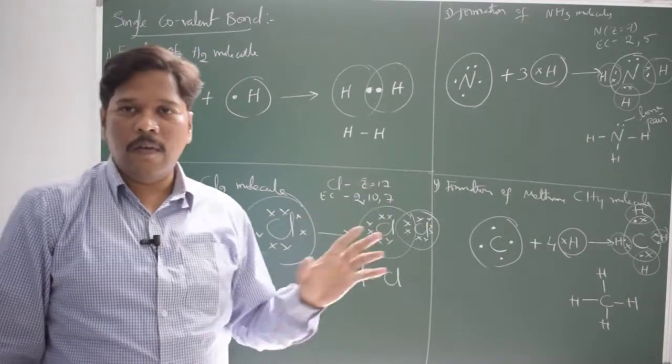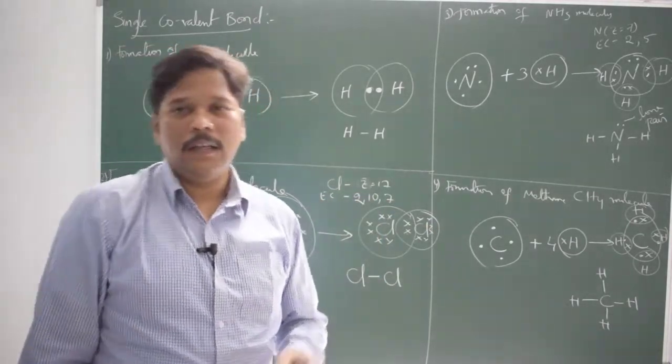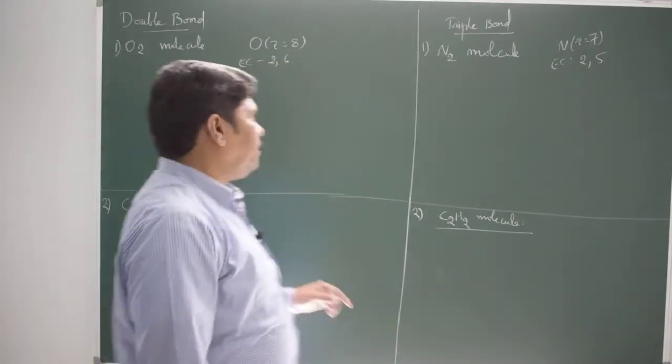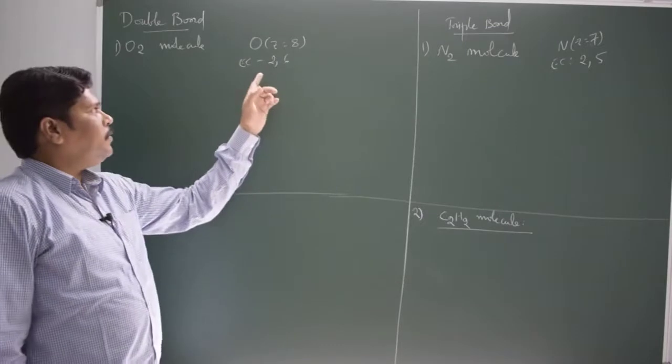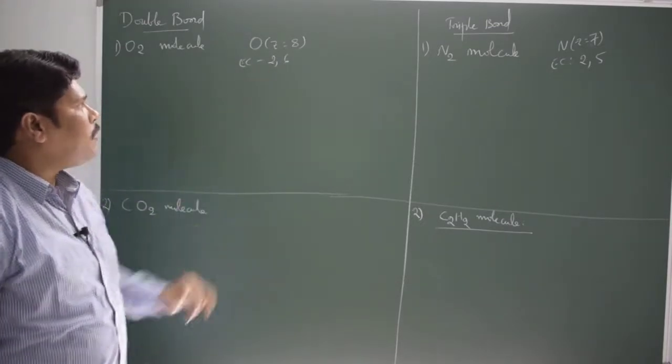Covalent bonding, single covalent bond. Formation of a double bond. So the oxygen molecule: oxygen's atomic number is 8, electronic configuration is 2, 6.